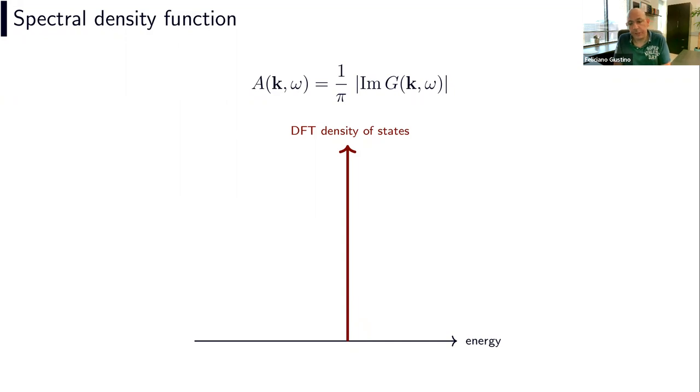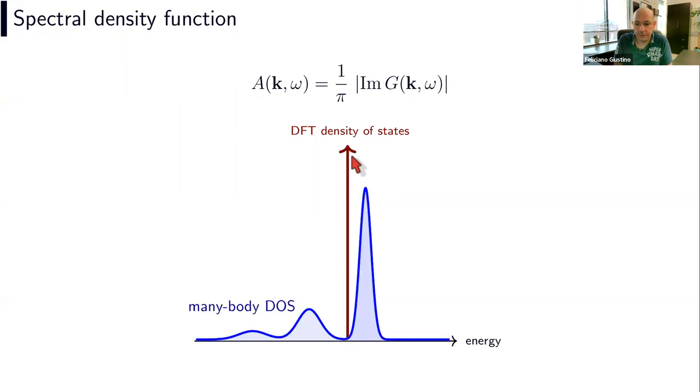So if you switch on interactions between electrons, or between electrons and nuclei like phonons, what happens typically is the following. This density of states gets deformed, and the deformation can be described qualitatively in the following way. First, the peak has moved, okay? It's no longer in the original position. That means the excitation energy has changed a little bit, and this is what people call the quasi-particle shift.